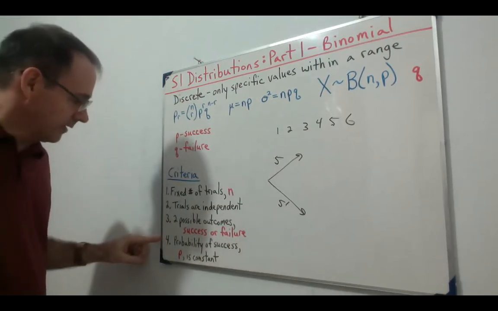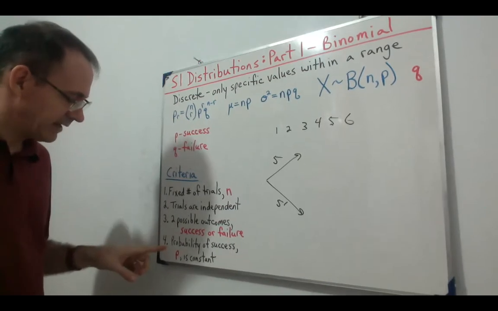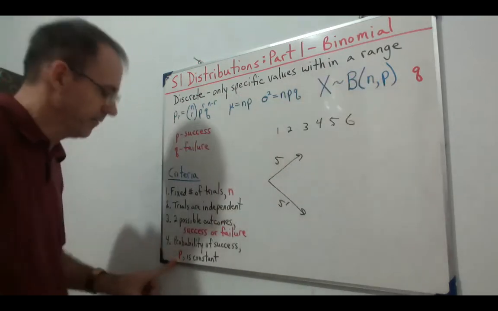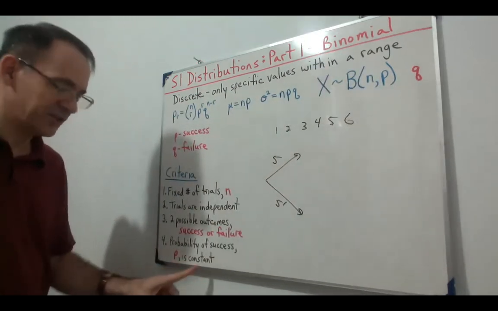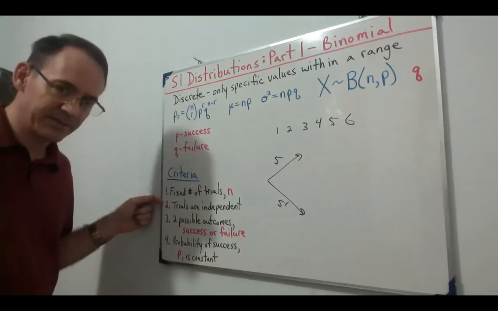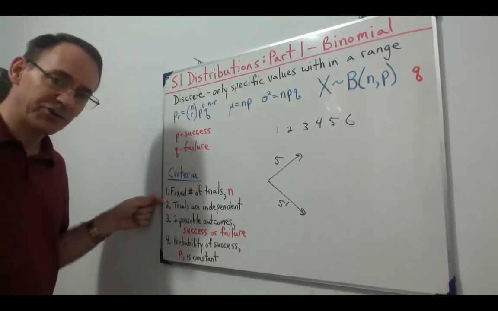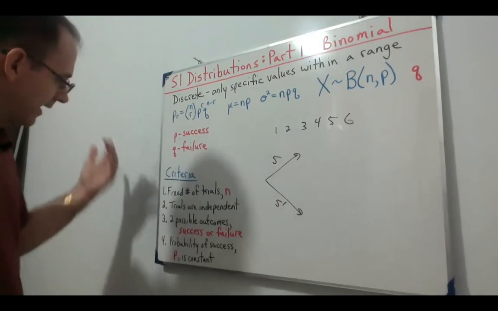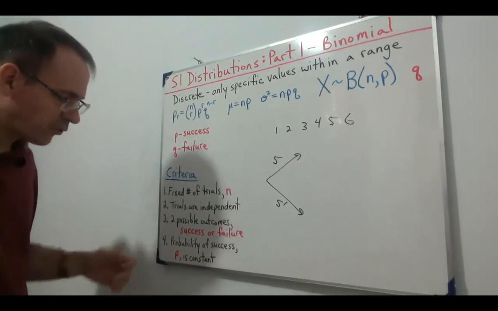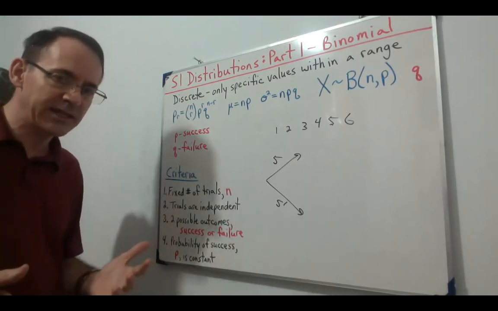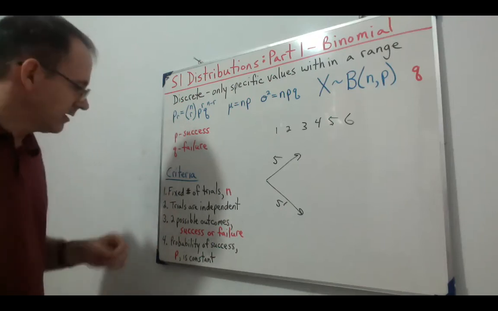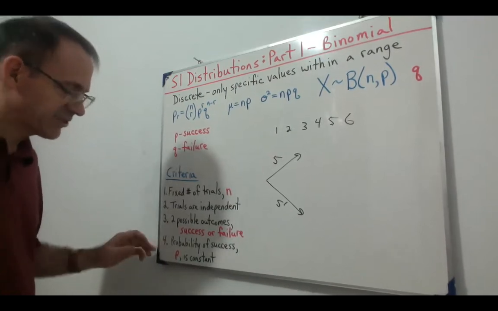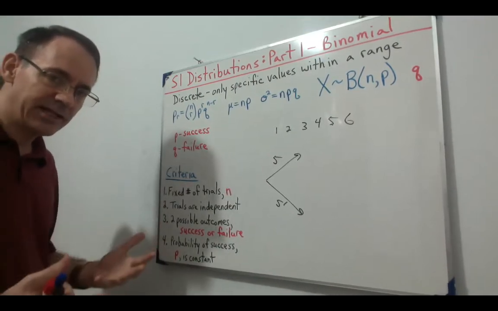Number 4, again, relates to number 2, and that is your probability of success, which is denoted by the letter P up here. Your probability of success is constant, which again is indicative that your trials are independent. If your trials are not independent, that's when your probability changes. So again, numbers 2, 3, and 4, you're not really going to have to do too much thinking about it, other than remembering these 4 criteria. These last 3 are pretty much generally understood.